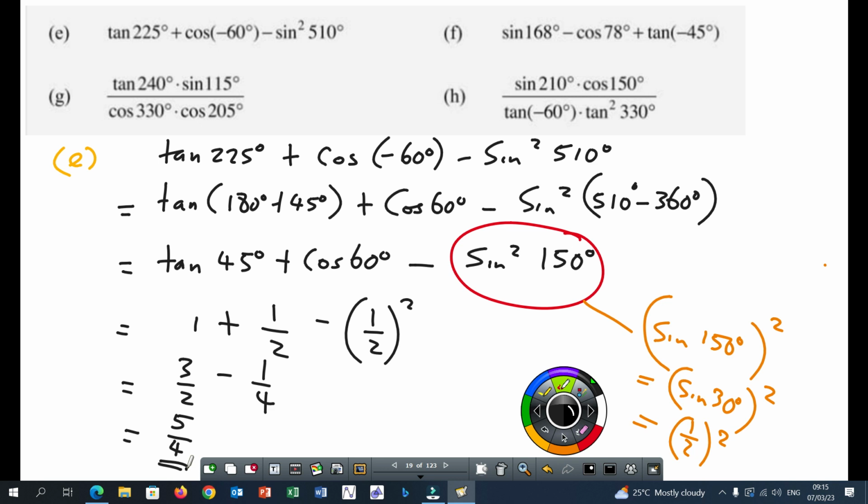Please be aware that the 45 degrees here replaces theta, because now we have a specific value of an angle, which is 225, which can be broken into 180 and the acute angle. This is your acute angle. It's like theta.